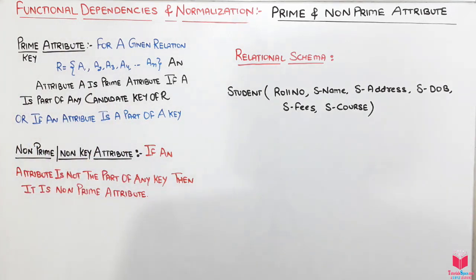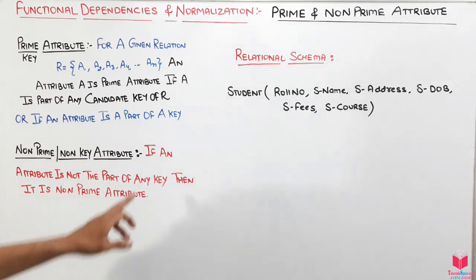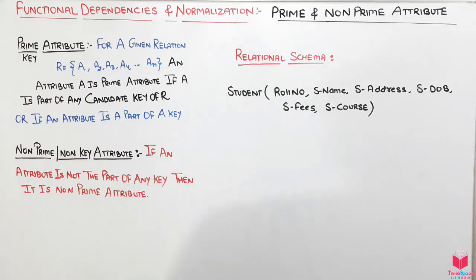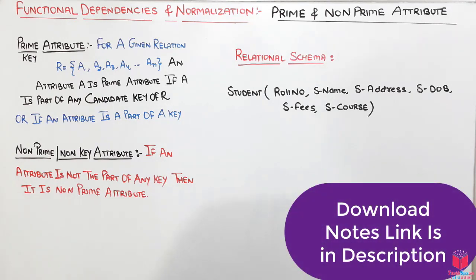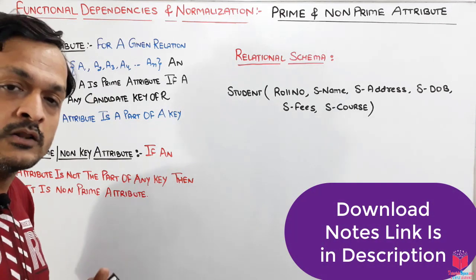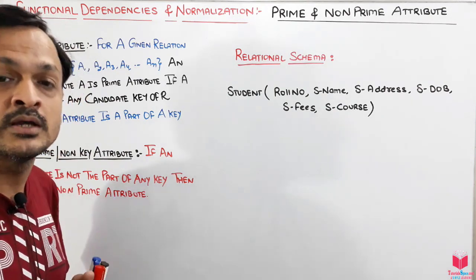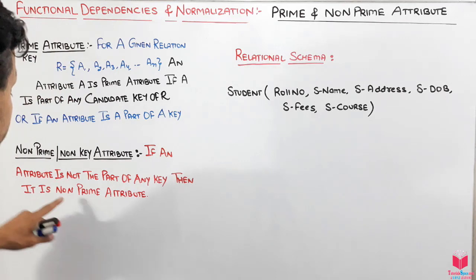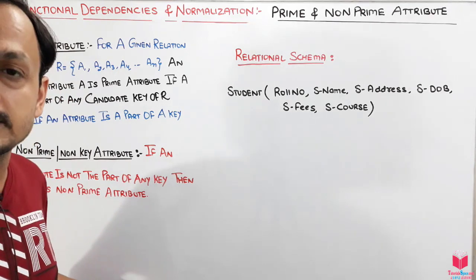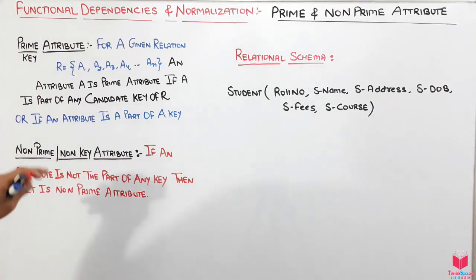Let's see another definition. The non-prime or non-key attribute is the reverse of the prime attribute or key attribute. That is, if an attribute is not a part of any key, then it is a non-prime attribute. All the remaining columns or attributes which are not prime attributes are considered non-prime attributes. Okay guys, so this is all about the prime and the non-prime.